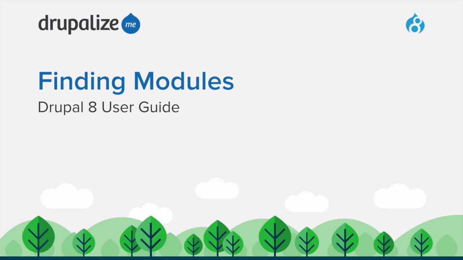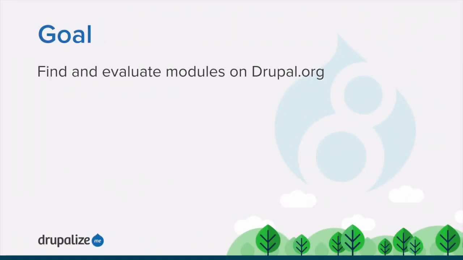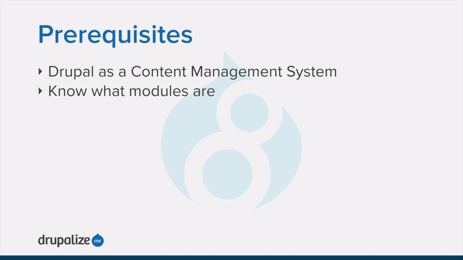In this tutorial, we'll learn how to search for and evaluate modules on Drupal.org. By the end of this tutorial, you'll know how to find and evaluate modules before installing them. Before you get started with this tutorial, you want to make sure that you're familiar with the concept of Drupal as a content management system, and that you know what modules are and the role that they play. See the written version of this tutorial for links to each of these prerequisite tutorials.